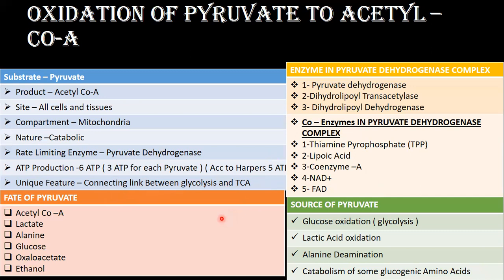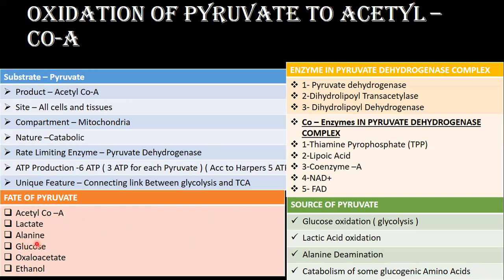When we come to its fate, what is the fate of pyruvate? The fate of pyruvate is acetyl-CoA, lactate, alanine. Pyruvate is converted into acetyl-CoA by the pyruvate dehydrogenase complex, then lactate by lactate dehydrogenase. Just write it down: lactate in anaerobic condition by the enzyme known as lactate dehydrogenase.